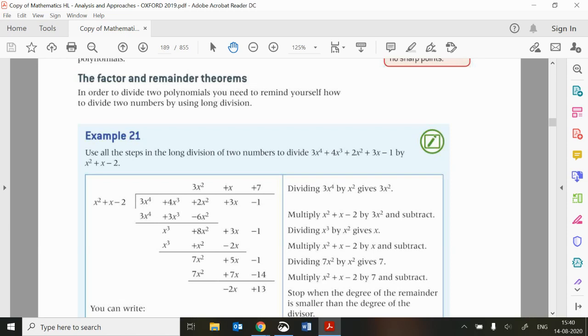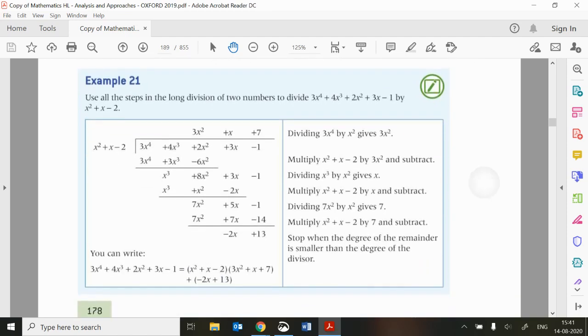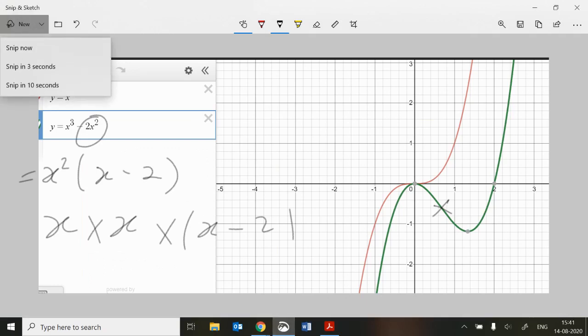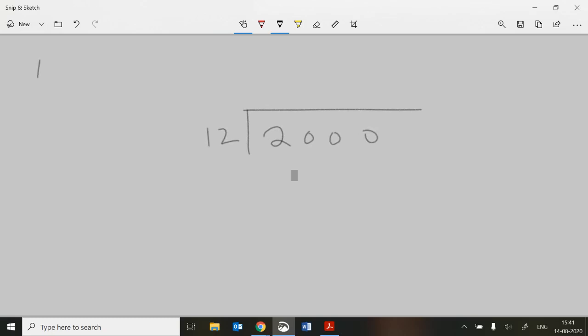What they're really talking about to start off with is a division of polynomials. And here it says you need to remind yourself how to divide two numbers by long division. Maybe we should do that first. Okay, so let's just talk a little bit about long division. Maybe let's do a long division with, say, for example, a division by 12. So let's say 2,000 divided by 12.